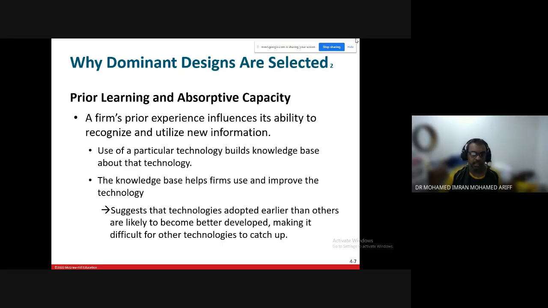Okay, this suggests that technology adopted earlier than others is likely to become better developed, making it difficult for other technologies to catch up. So what they're trying to say is, if you adopt early, then you're better off. The longer you wait, the longer it's going to take, or the more difficult it's going to be. That's why when COVID happened, it was actually a wake-up call to everyone, because organizations changed overnight, not over time, overnight.